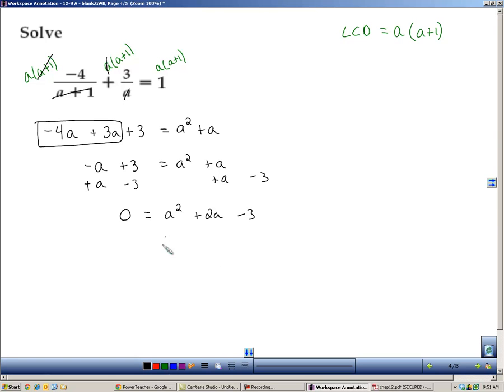Now I'm going to use the diamond. Two factors of negative 3 that add to be 2 are positive 3 and negative 1. If I set each one of those equal to 0, I get an answer of negative 3 and positive 1. Those will be my two solutions.